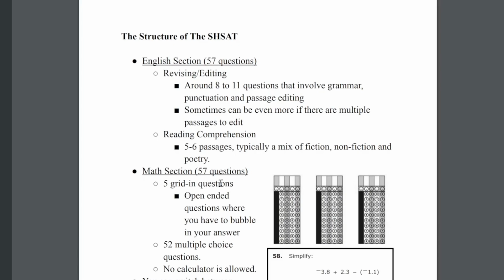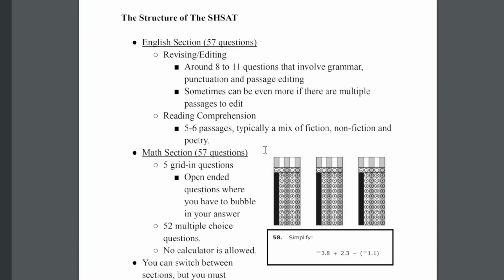So in the English section, we have two main components. We have the revising/editing section, and we have the reading comprehension. Now, for the revising and editing, there's around 8 to 11 questions sometimes that involve grammar, punctuation, and passage editing. Now, the reason why I said sometimes is because sometimes there are more questions than normal. So I've seen in the handbook, one of the practice tests has 16 questions, which is typically a lot more than the average test. So really you want to be prepared for the worst.